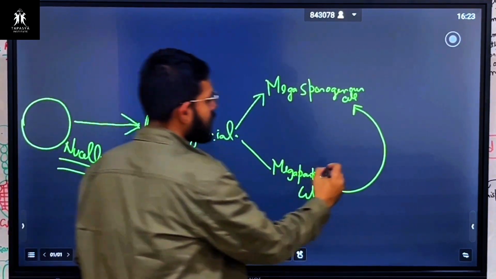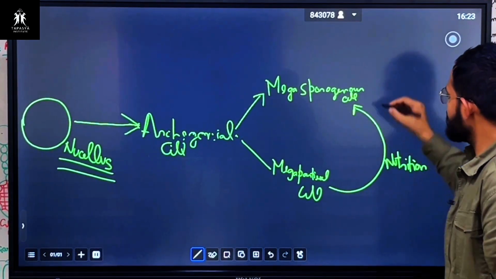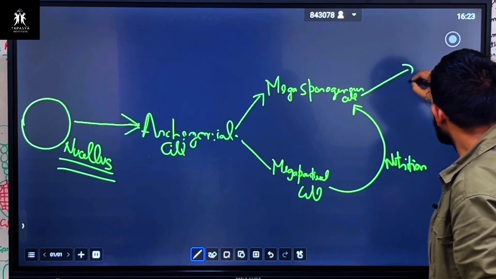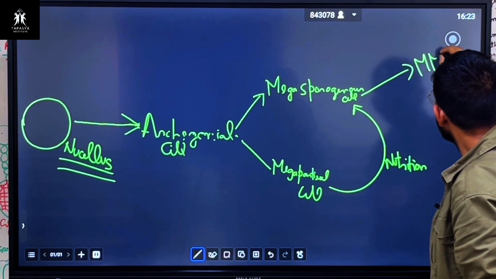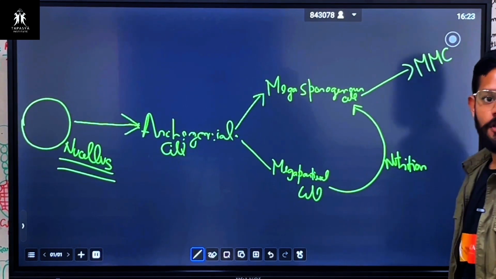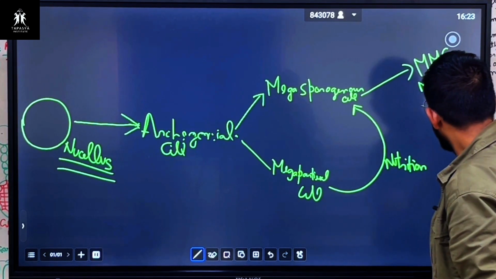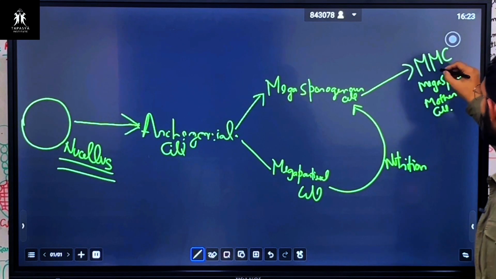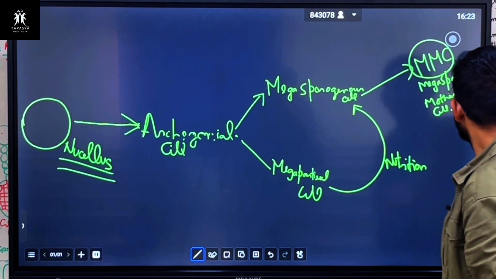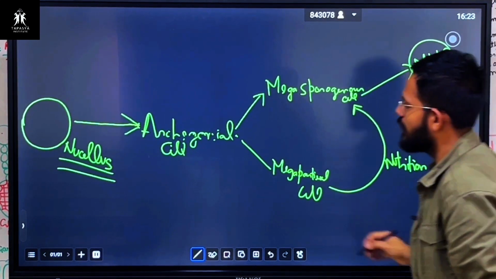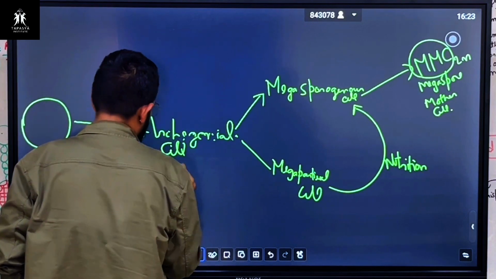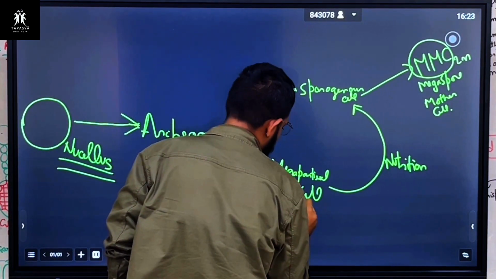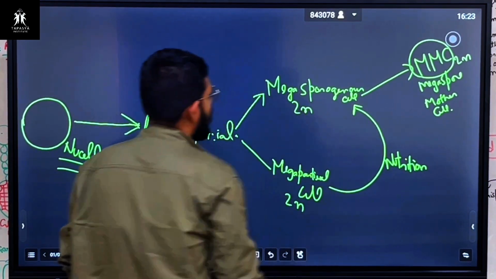And after that, the megasporogenous cell converts into the MMC, the megaspore mother cell. Now you have a 2N structure which is your megaspore mother cell, and all these structures are 2N in ploidy.